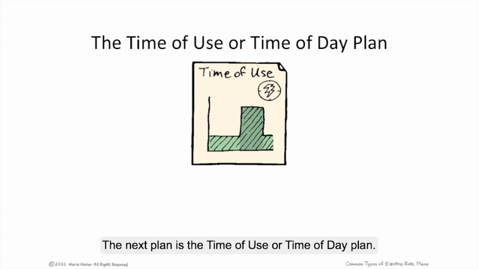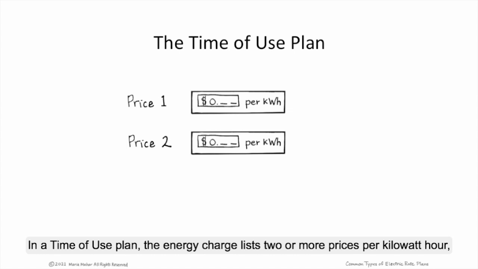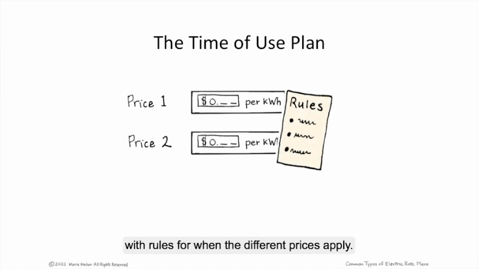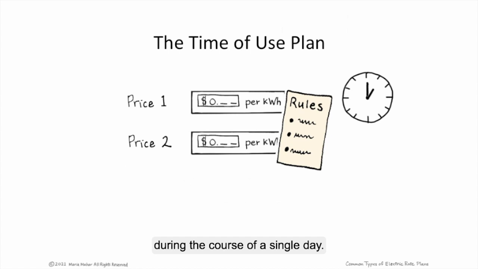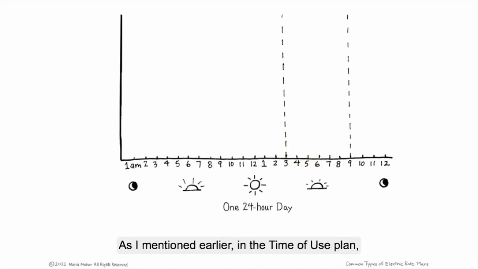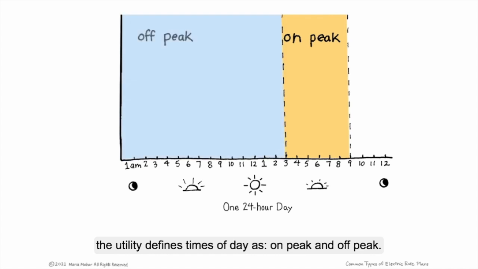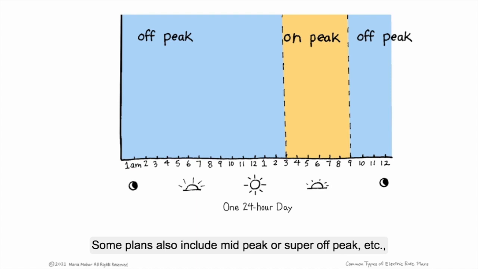The next plan is the time of use or time of day plan. In a time of use plan, the energy charge lists 2 or more prices per kilowatt hour with rules for when the different prices apply. The different prices are linked to when you use electricity during the course of a single day. As I mentioned earlier, in the time of use plan, the utility defines times of day as on-peak and off-peak. Some plans also include mid-peak or super off-peak, etc., but for this example, I'll just use on-peak and off-peak.